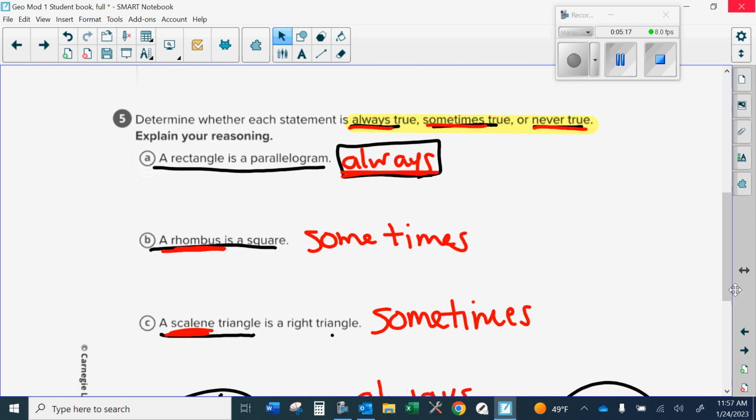Determine whether each statement is always true, sometimes true, or never true. Well, if you have the corollary hierarchy theorem, we'd be able to easily see this. This is knowing it if you know your definitions from middle school. A rectangle is a parallelogram: always true. A rhombus is a square.